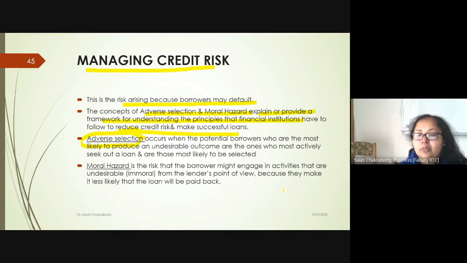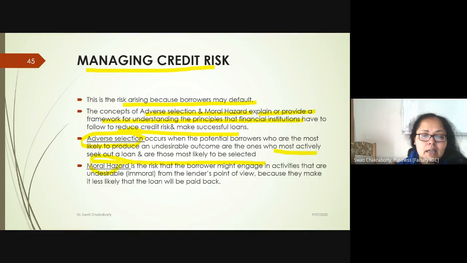It happens when the potential borrowers who are most likely to produce an undesirable outcome are the ones who most actively seek out a loan, and they are most likely to be selected. They end up buying something which is not right, making a wrong choice. So that's where the problem comes up.